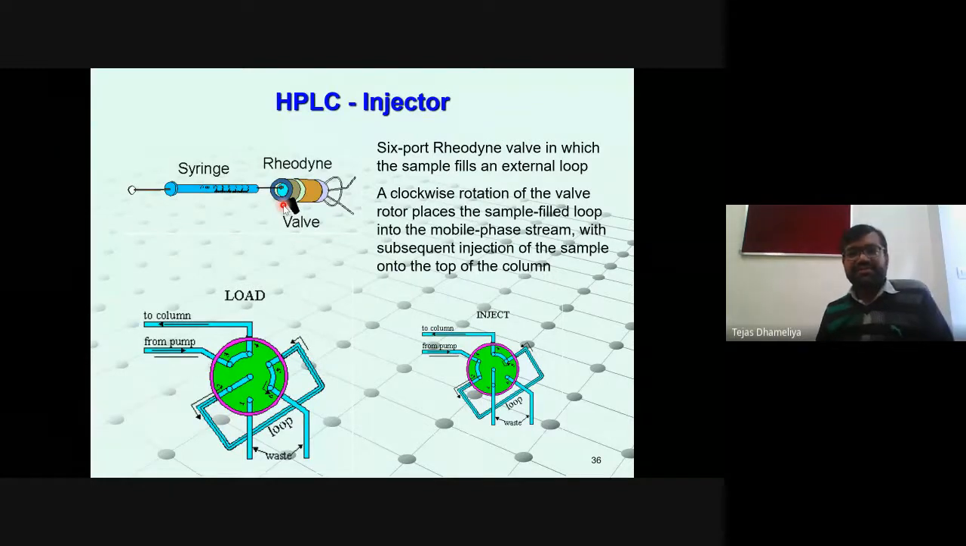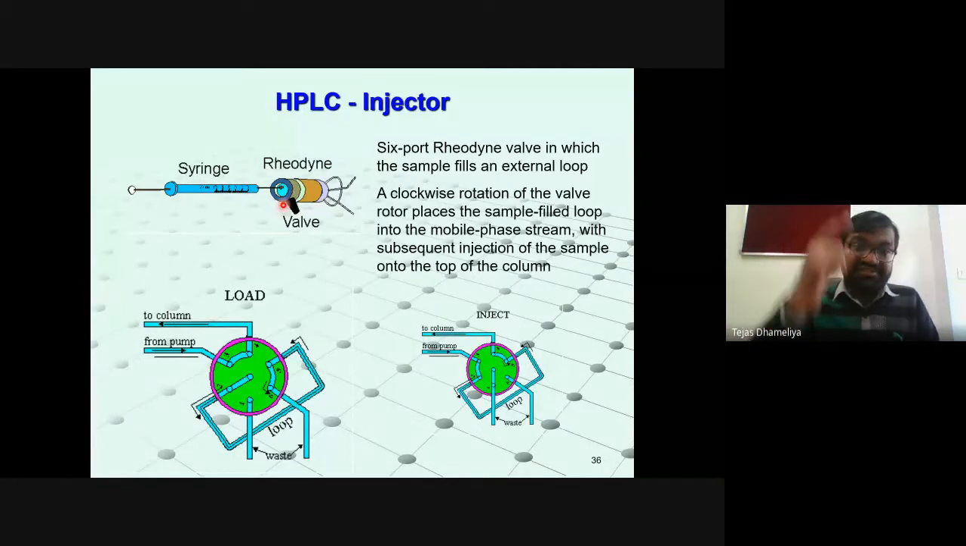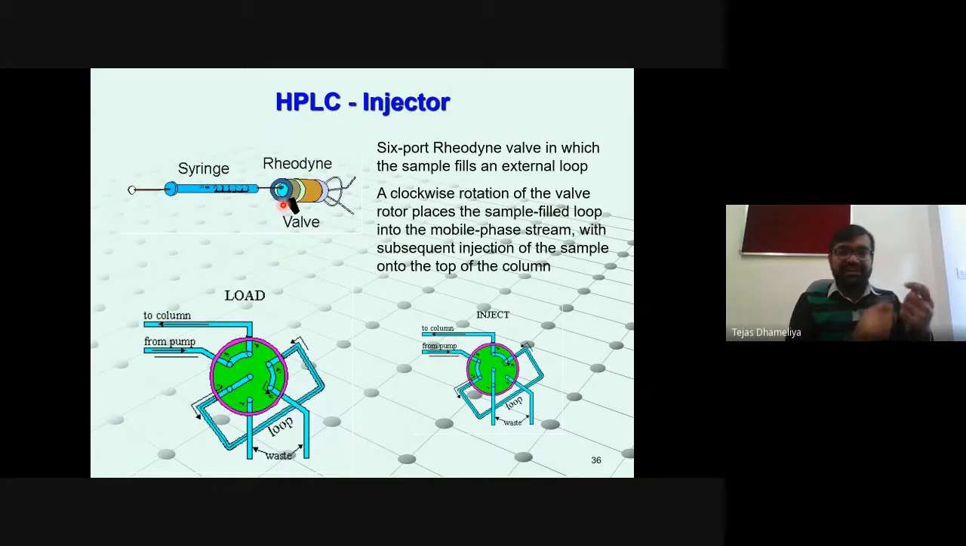Rheodyne injector is one of the injectors used for this, and this is how the injection is done. If you refer to the previous video, we saw that there are two positions. One is called load, and the other is called inject. Load is the position where you insert your injection.